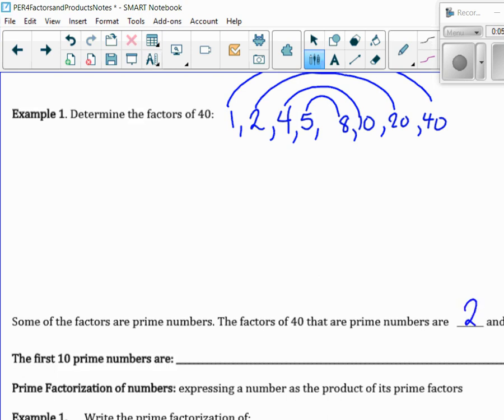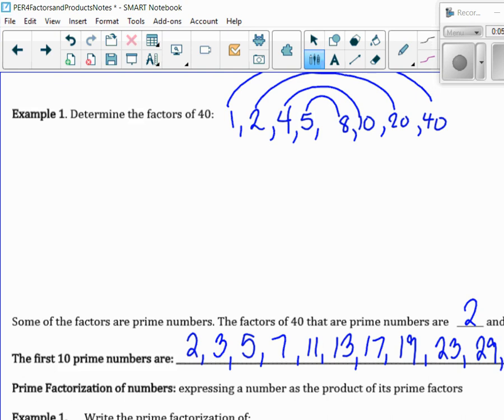2 and 5. The first 10 prime numbers are, okay, so 2, what's after 2? 3, 5, 7, that's 4, 11, 13, 17, 19, how many do I have there? 1, 2, 3, 4, 5, 6, 7, 8, 2 more, 23, 29, there you go. Okay, I can say dot, dot, dot, but anyways.